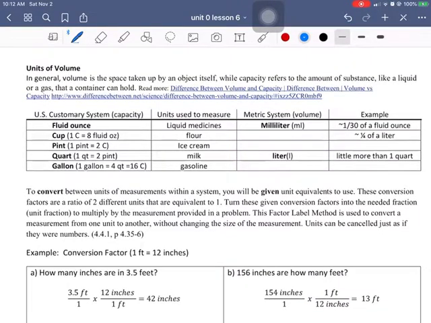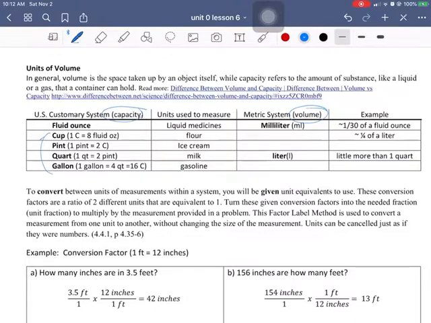The volume is the space taken up by the object itself, while capacity refers to the amount of substance, like liquid or gas, that the container can hold. So volume isn't the same as capacity. It's kind of, there's more to it. The metric system is built on volume, versus we tend to talk about what it holds. So obviously cups, pints, quarts, gallons.